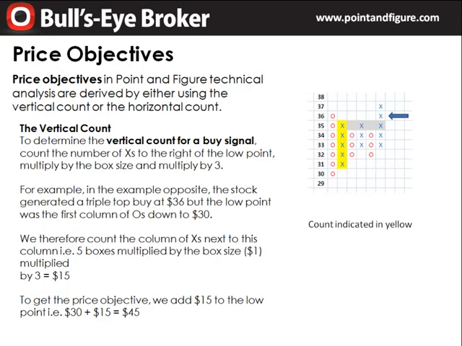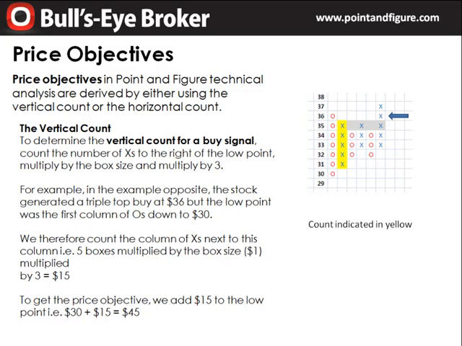One of the unique features of point and figure charting is the ability to forecast price objectives that are not subjective. In point and figure technical analysis, price objectives are derived by using either the horizontal count or the vertical count. For the vertical count, to determine a buy signal, you would count the number of X's to the right of a low point, multiply by the box size, and multiply by 3.